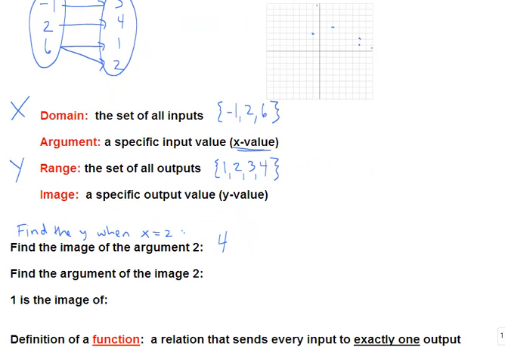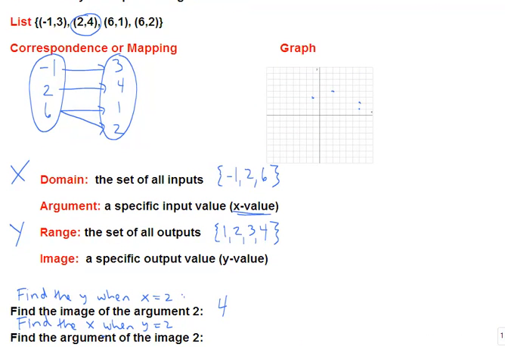Okay, if we try another example, find the argument of the image 2. So this time we want the image to be 2, and we're looking for the argument. If we think of this in terms of x's and y's instead, this is saying find the argument x when the image y is 2. Going back to our ordered pairs, which ordered pair has a y value equal to 2? Looking at all your y values, this is the one where y is 2. What's the x when y is 2? The x is 6. So the argument would be 6.